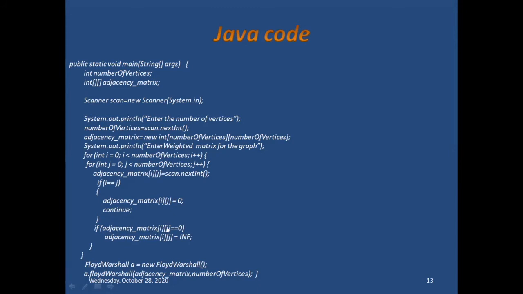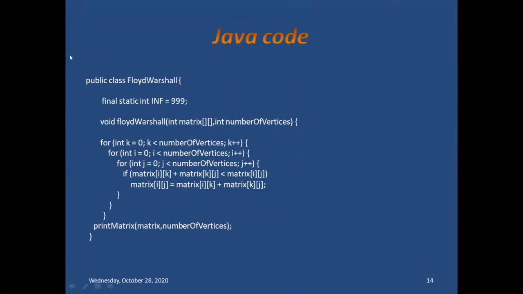If adjacency matrix i j equals 0, then we set infinity in this cell of the matrix. Then we create an object for the Floyd-Warshall class, and we call the Floyd-Warshall method that is defined in the Floyd-Warshall class, and pass the adjacency matrix and the number of vertices. So now moving on, the Floyd-Warshall class.